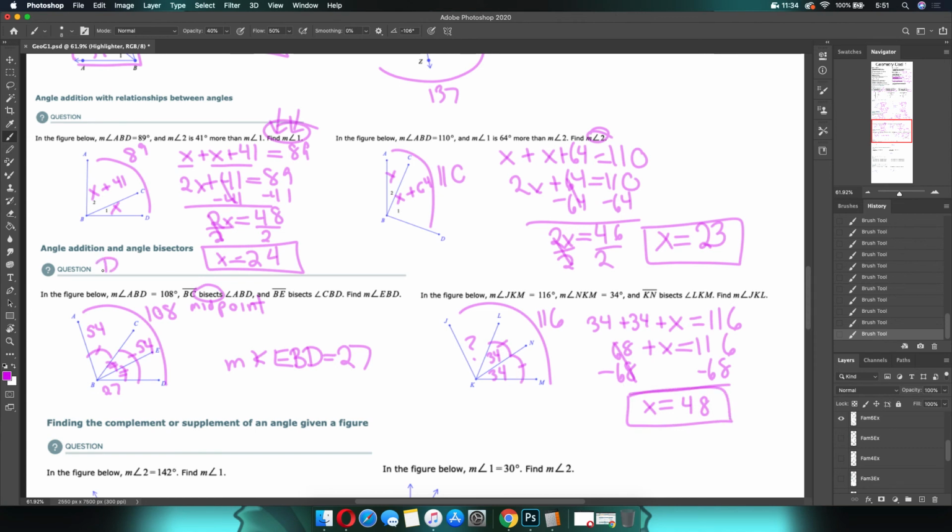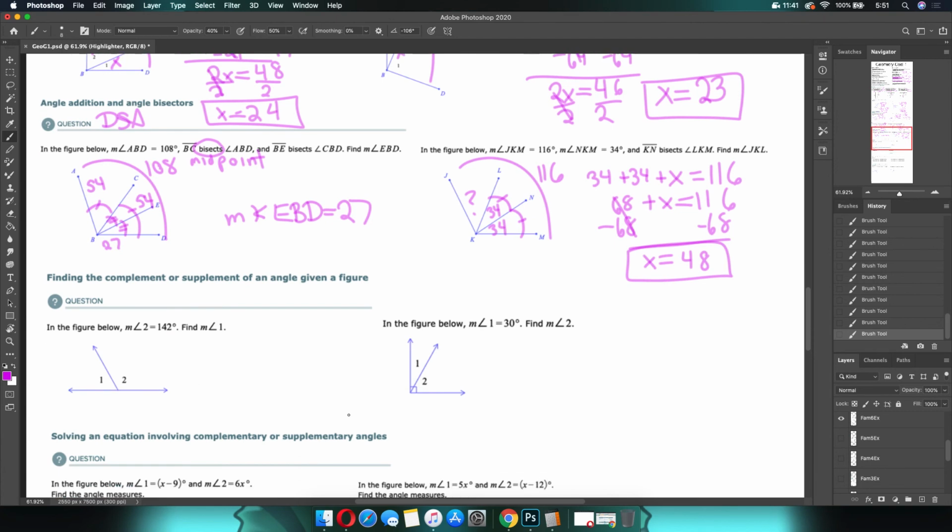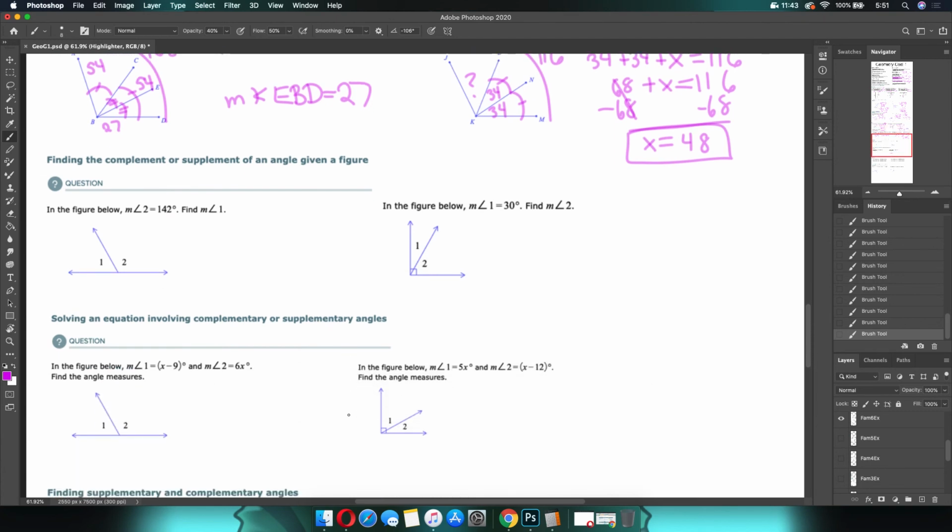This right here is a DSA question. They're not even subtle about it. All right. Next up, those fancy words from before, complement and supplement.